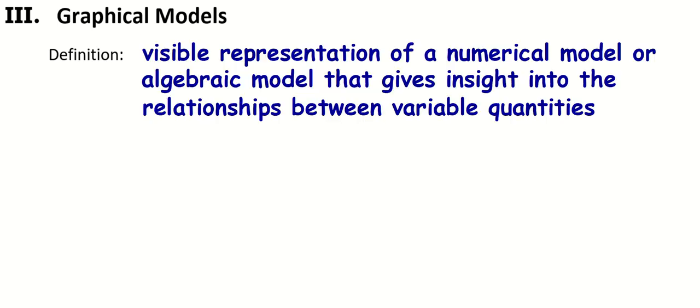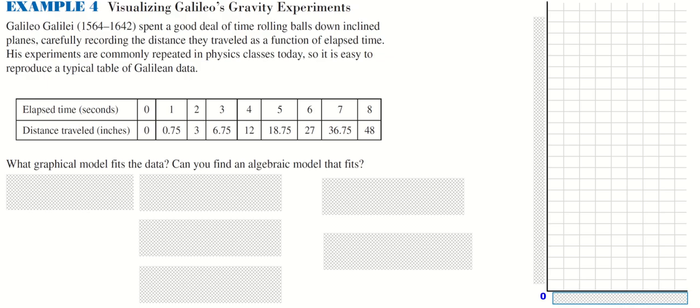And then there's graphical models, like modeling a situation with a graph. You've done that before. It's visual. It's a visible representation. Okay, so feel free to pause as needed to write that down, but I'm moving on. I am not very patient right now. Example 4.